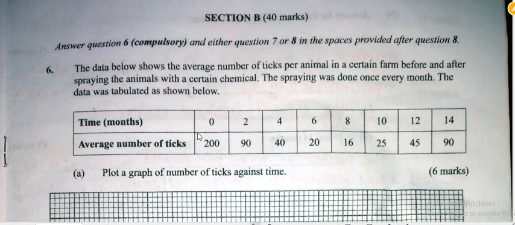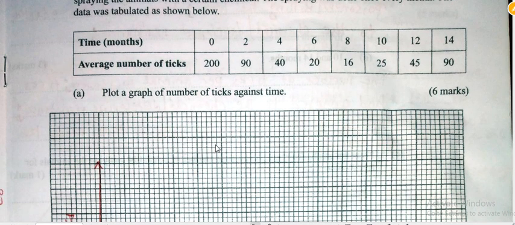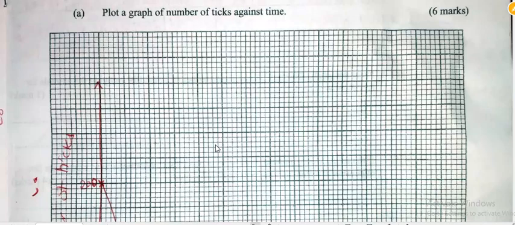Before we look at the graph, let us explain it. As you can see, when the time in months is increasing, the average number of ticks is reducing. You can see 200, 90, 40, 20, 16. Then at the 10th month, it starts to increase. The 12th month also increases, then the 14th month increases further. Plot a graph of number of ticks against time, 6 marks.